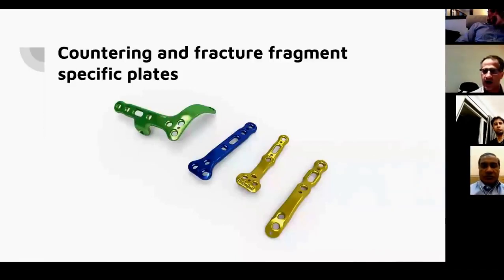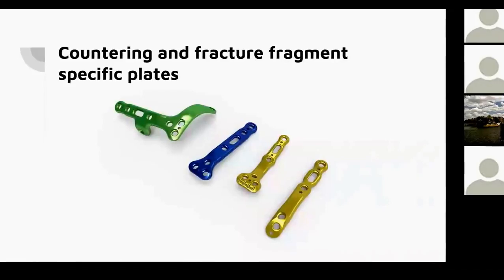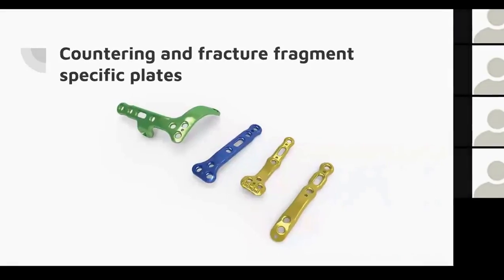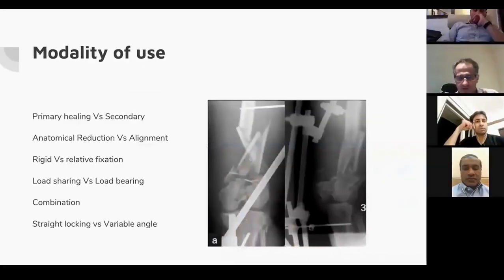But again, I want an all-dancing, all-singing plate, and I would love a plate that will give me multiple options in one plate. And that's where you can talk about your variable angle versus your straight locking systems, and your pre-contoured plates specifically for the different parts of the body. And then finally, you come to your modality of use.